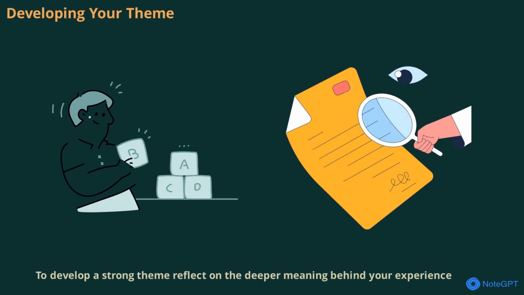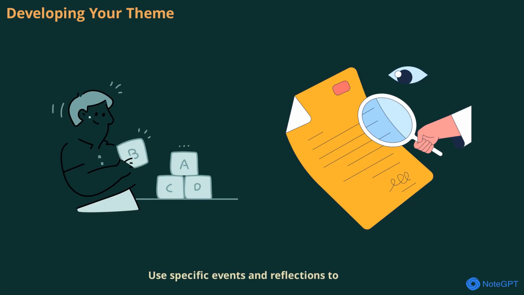To develop a strong theme, reflect on the deeper meaning behind your experience. Ask yourself what you learned, how you changed, or what insight you gained. Use specific events and reflections to illustrate your theme throughout the essay. By weaving the theme into every part of your narrative, you create a cohesive and impactful story that resonates with readers.